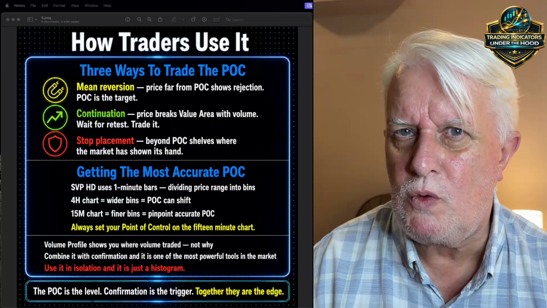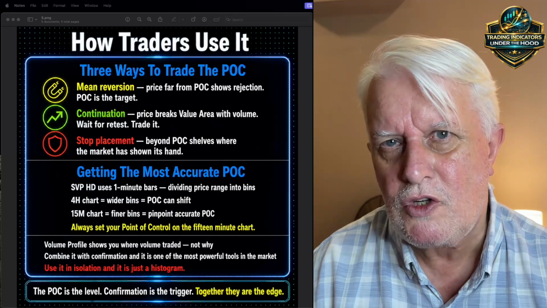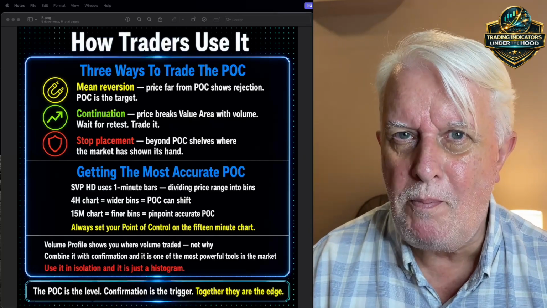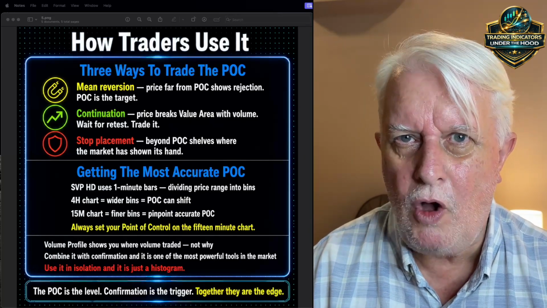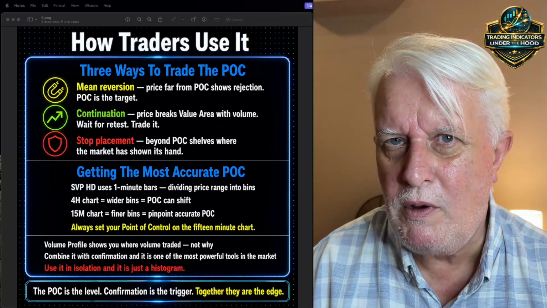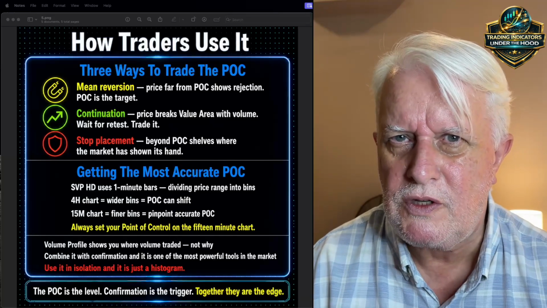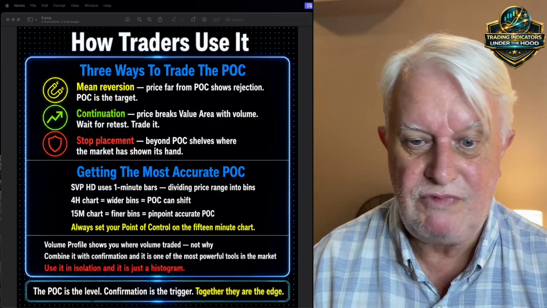Volume profile shows you where volume traded. It does not show you why. So combine it with other confluences, order blocks, fair value gaps, and when you do, it's one of the most powerful tools you can get. Used in isolation, it's just a histogram.